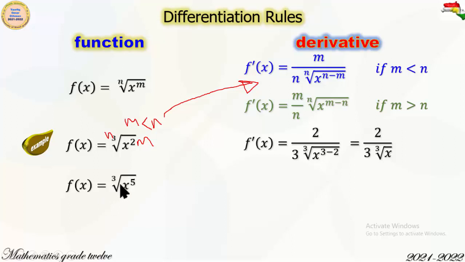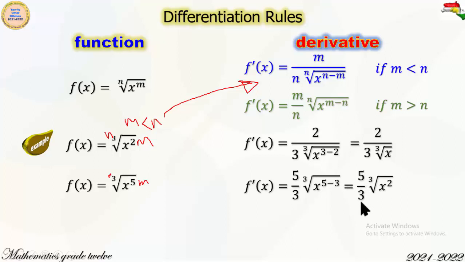F of x is equal the cube root of x to the power 5. As you can see here, that m is 5 and n is 3. Therefore, the f prime of x is equal. First of all, write m over n, 5 over 3, the cube root, the root of n, the cube root, then 5 minus 3, m minus n, which equal 5 over 3, the cube root for x squared.